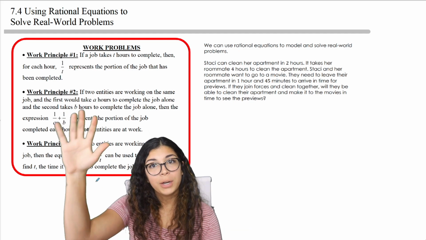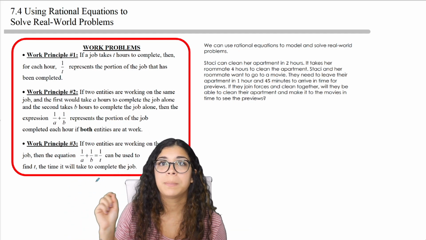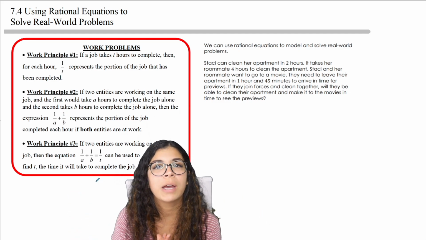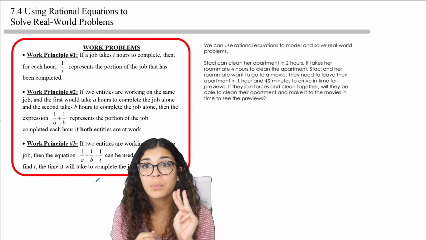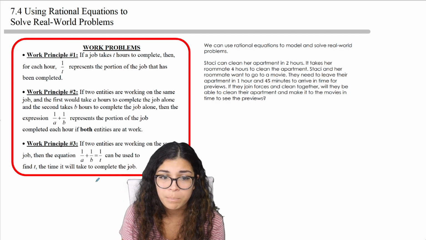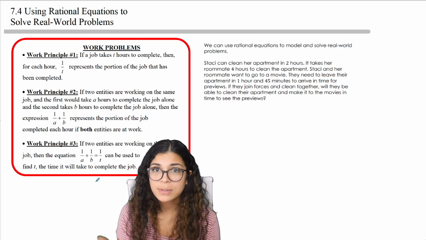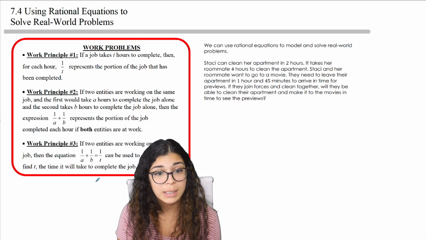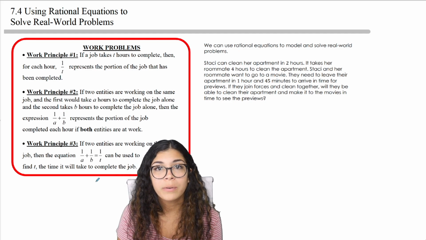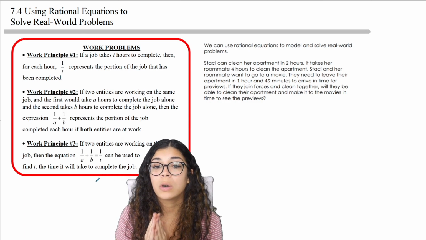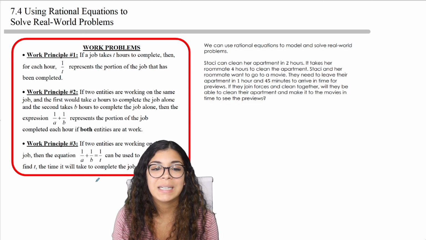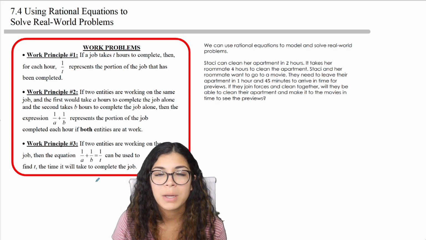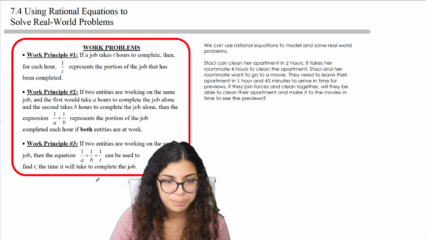All right, so putting those two together, if you take work principle 1 and you take work principle 2 and you put those two together, you get work principle 3. And this is the one that we're gonna use. That's the most important one. So if you have those same two people and they're working on the same job, so they are working together, then the equation 1 over A plus 1 over B equals 1 over T can be used to find T, the time that it would take to complete the job. So this is very simple.